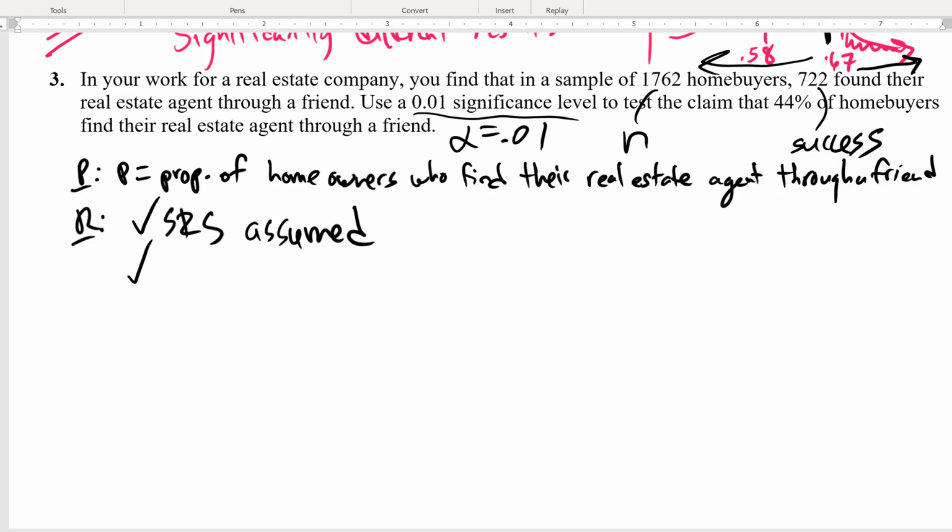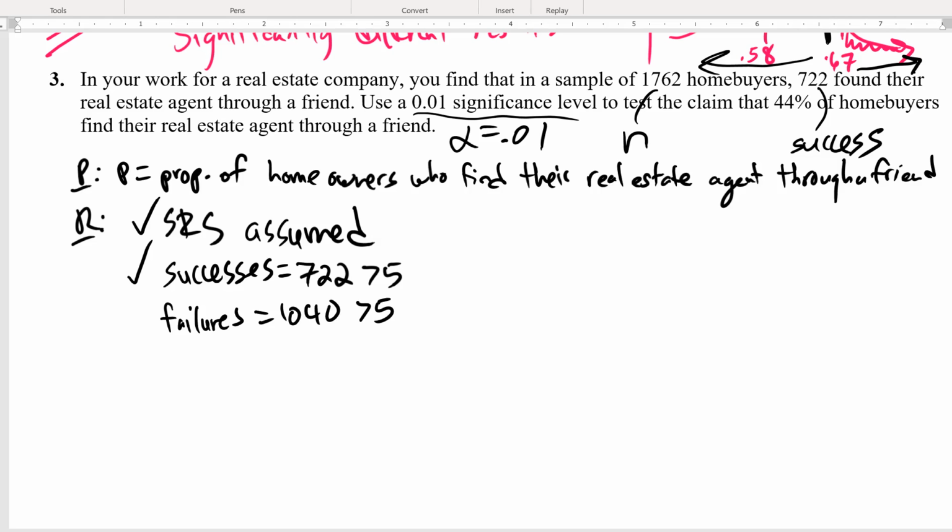How many successes did we have? I don't have to calculate it this time. It told me: 722. That is more than 5. How many failures? Well, 1762 minus 722, which is 1040. Also greater than 5. With all that done, we're ready to run the test: a 1 prop Z test.